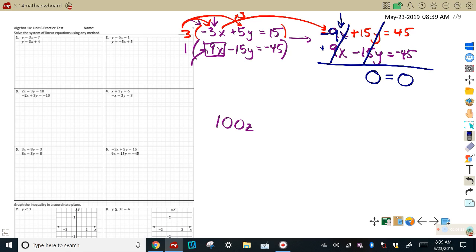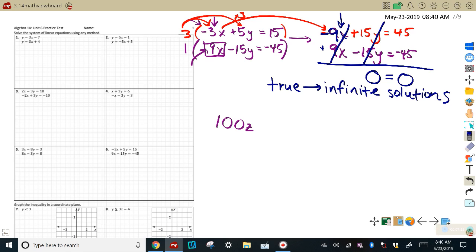Gloria, does 0 equal 0? Yeah, so I would say it's true. What does true imply? How many solutions? Infinite. So there are an infinite number of solutions. We're going to have some problems, if I recall right, on the test where you see pictures of graphs, and you have to determine whether it's one solution, no solution, or an infinite number of solutions.